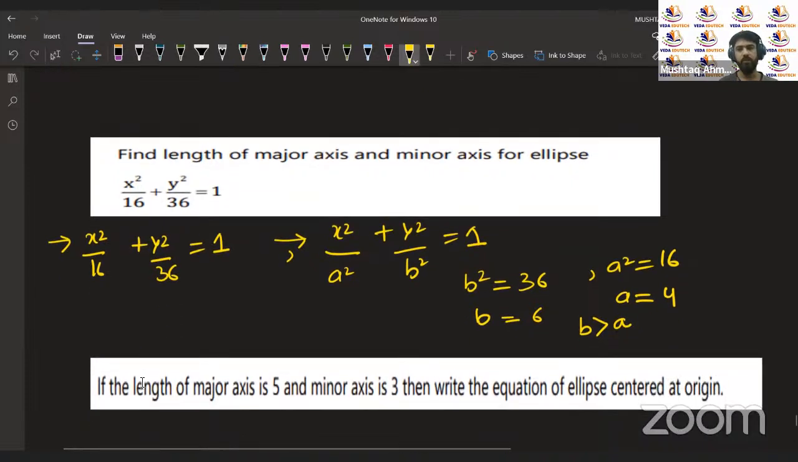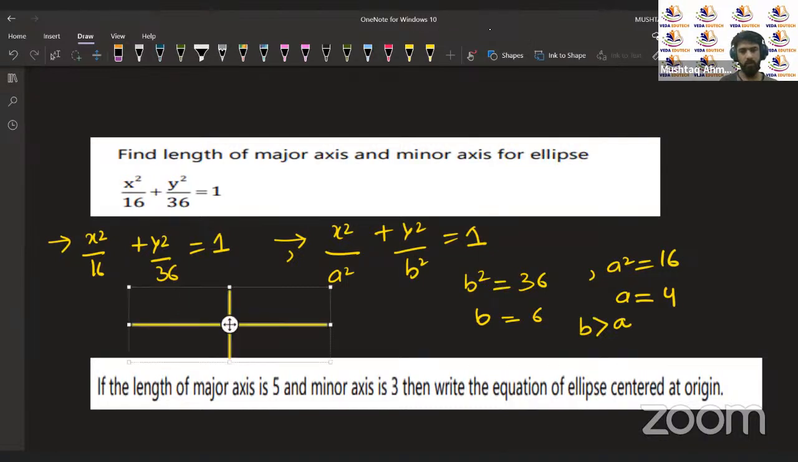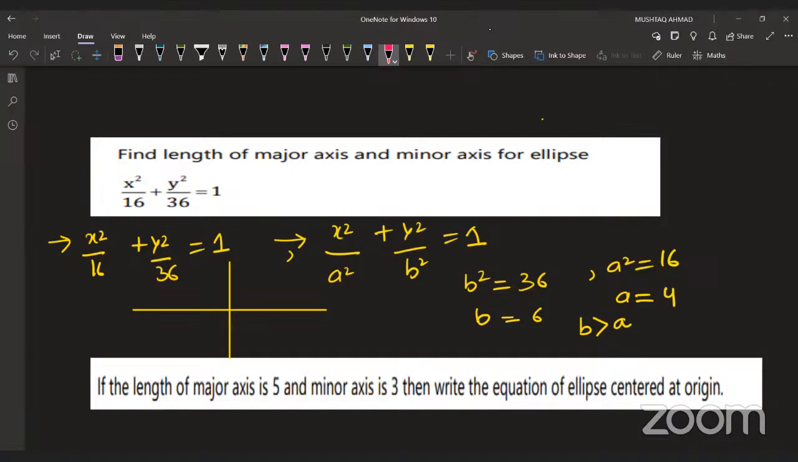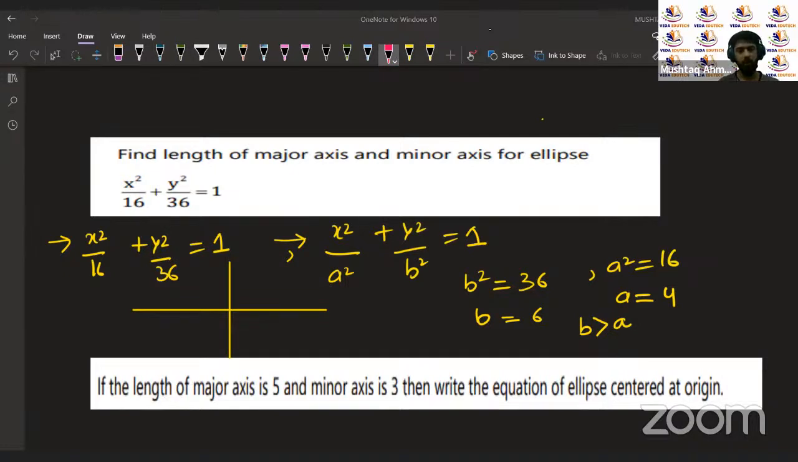We can also plot this. Since b represents the major axis, it will be like this. So this is our ellipse. This is how this ellipse will look.